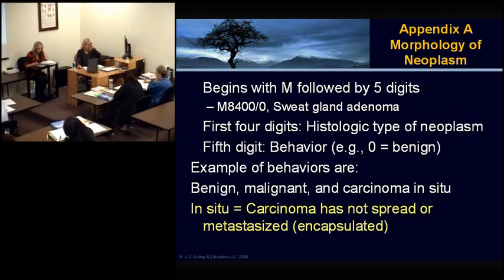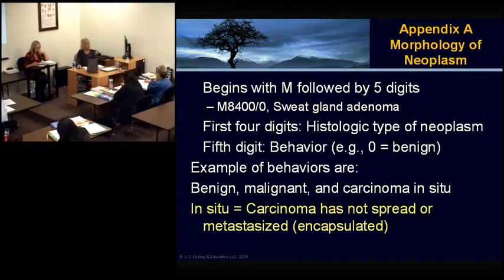In situ means carcinoma has not spread or metastasized. Carcinomas in situ are encapsulated. They don't reach out beyond where they are. So if you were diagnosed with a cancer and they told you it was in situ, that's the best possible notice or information because it's not likely to spread. It's stuck in its own little spot and it's not going anywhere.